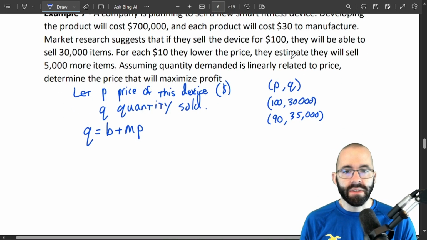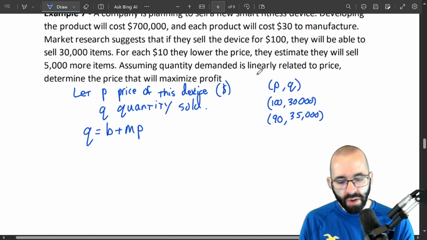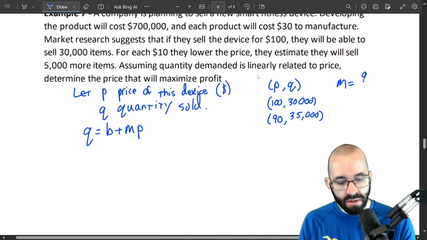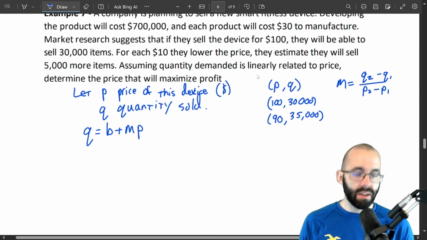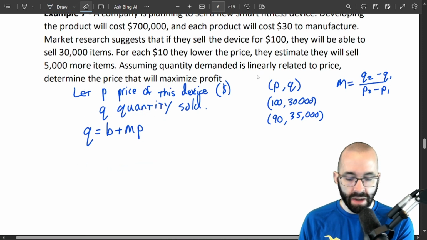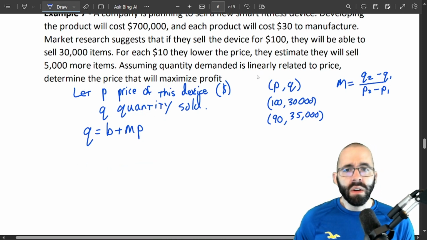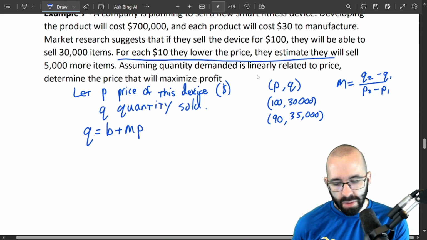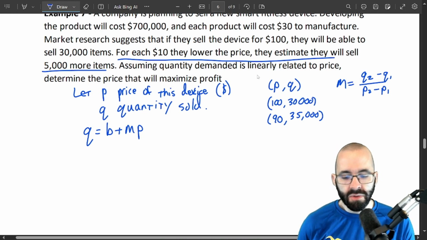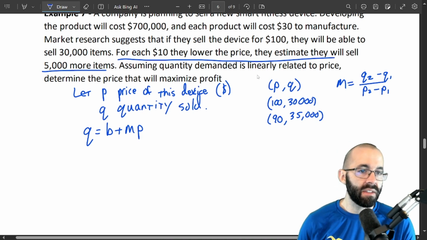All right, how do you do this? Well, you can use a slope formula. M is going to be, what are the outputs? The outputs are Q's. It'll be change in output over change in input, because how we have written it, inputs are P and outputs are Q. Doesn't have to be that way, but how we've written it, it's that way. Or you could use this to find the slope, right? We increase by 5,000 if we decrease price by $10. So the slope is going to be negative 500.